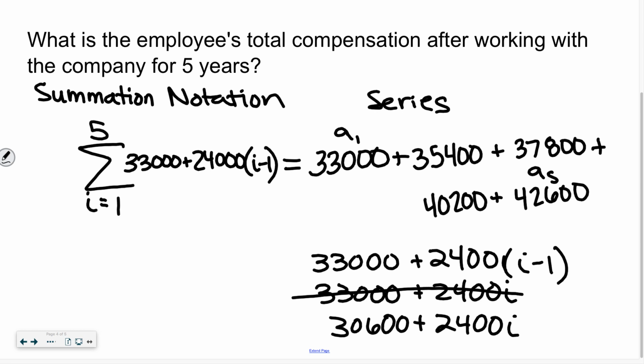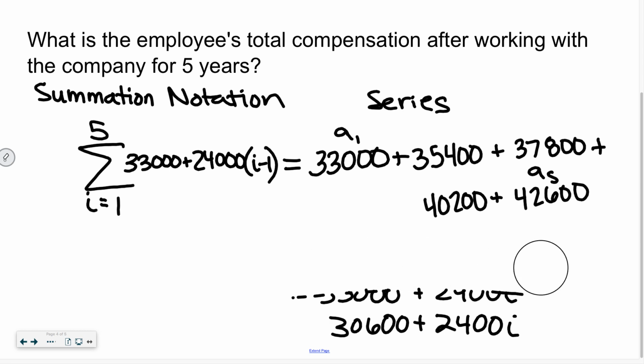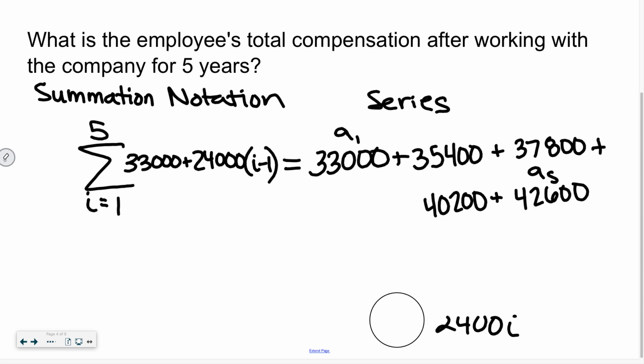Okay, we've got summation notation. We've got low bound, high bound, rule. We've got the list of the series, all the terms added together. Now, what's the sum? Somebody's got to add them all up.